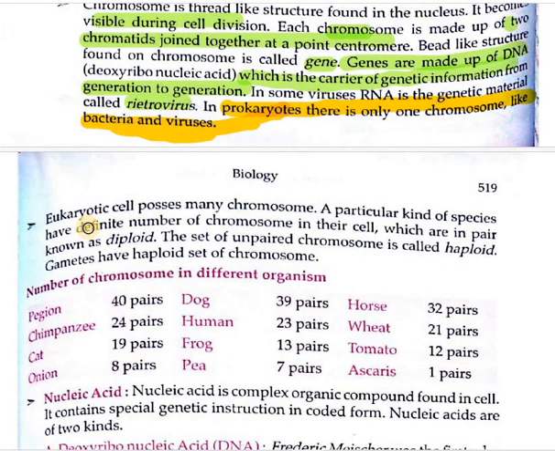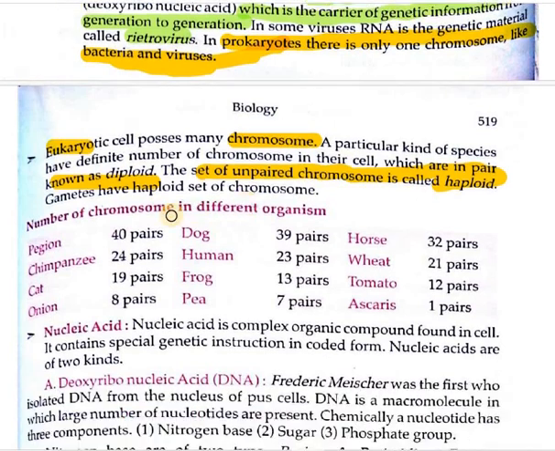Now, eukaryotic cells possess many chromosomes. A particular kind of species has a definite number of chromosomes in its cells, which are in pairs, known as diploid. The set of unpaired chromosomes is called haploid. Gametes have a haploid set of chromosomes.